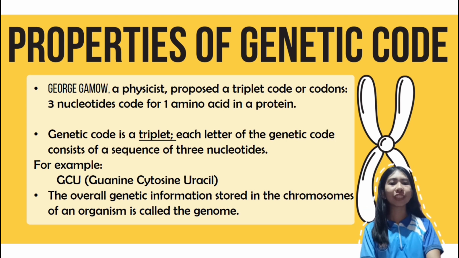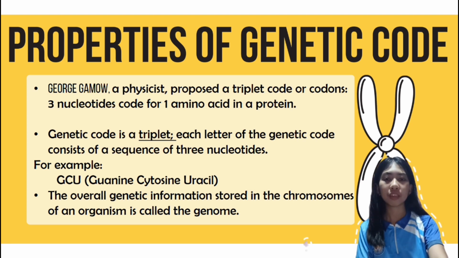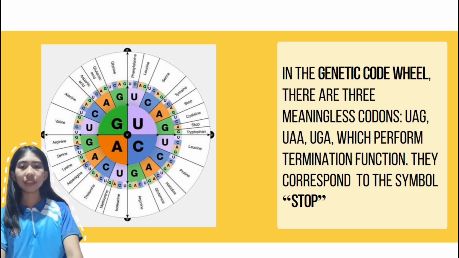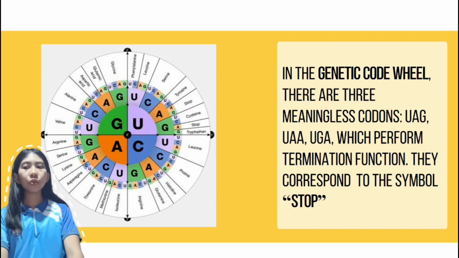So the overall genetic information stored in the chromosomes of an organism is called the genome. Let's now proceed to the next slide. As you can see in the next slide, that is the genetic code wheel. The genetic code used in the image are RNA nucleotides. As you can see in the central circle, thymine is replaced by uracil.